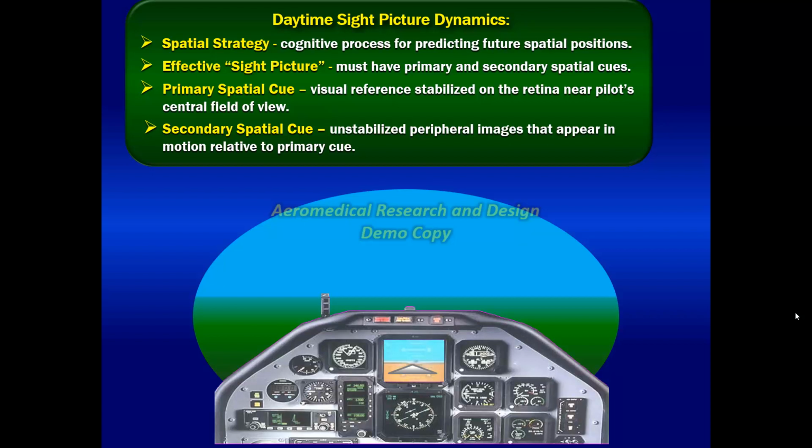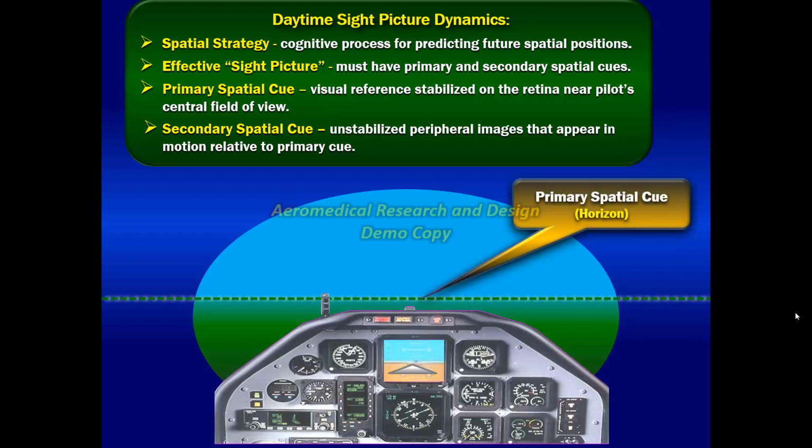During solo flights with visual meteorological conditions, distant aim points situated on or near the outside horizon typically serve as a pilot's primary spatial cue, and peripheral views of the aircraft structures, such as the glare shield, canopy bows, or wings, play a vital role as secondary spatial cues.